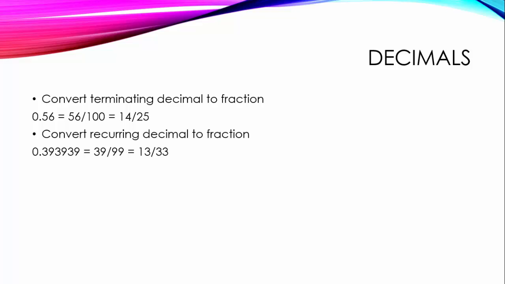Similarly, to convert a recurring decimal to a fraction, separate the recurring number from the decimal fraction. Annex the denominator with 9 as many times as the length of the recurring number. Reduce the fraction to its lowest terms. So following the instructions, you get 39/99 is equal to 13/33.